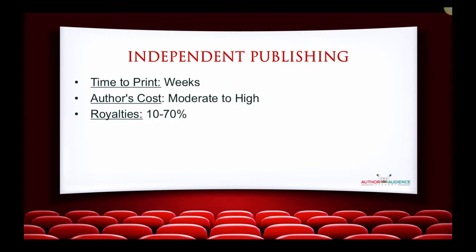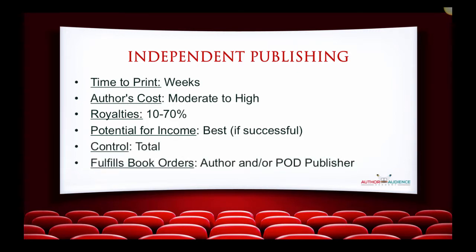When you publish an ebook on Kindle, for instance, you can get 70% of the royalties compared to 5 to 15% with traditional publishers. And so the royalties can be a lot higher. And then the potential for income really is the best if you're really successful at this and are able to market your books successfully. You're able to earn more income. You have total control and you fulfill the book orders through you or your print on demand publisher. So print on demand publishers are publishers like CreateSpace and Ingram Spark. And then responsible for the marketing again is the author. I truly believe one of the successes for me as an author has been my ability to market books. And so that is where independent publishing stands.